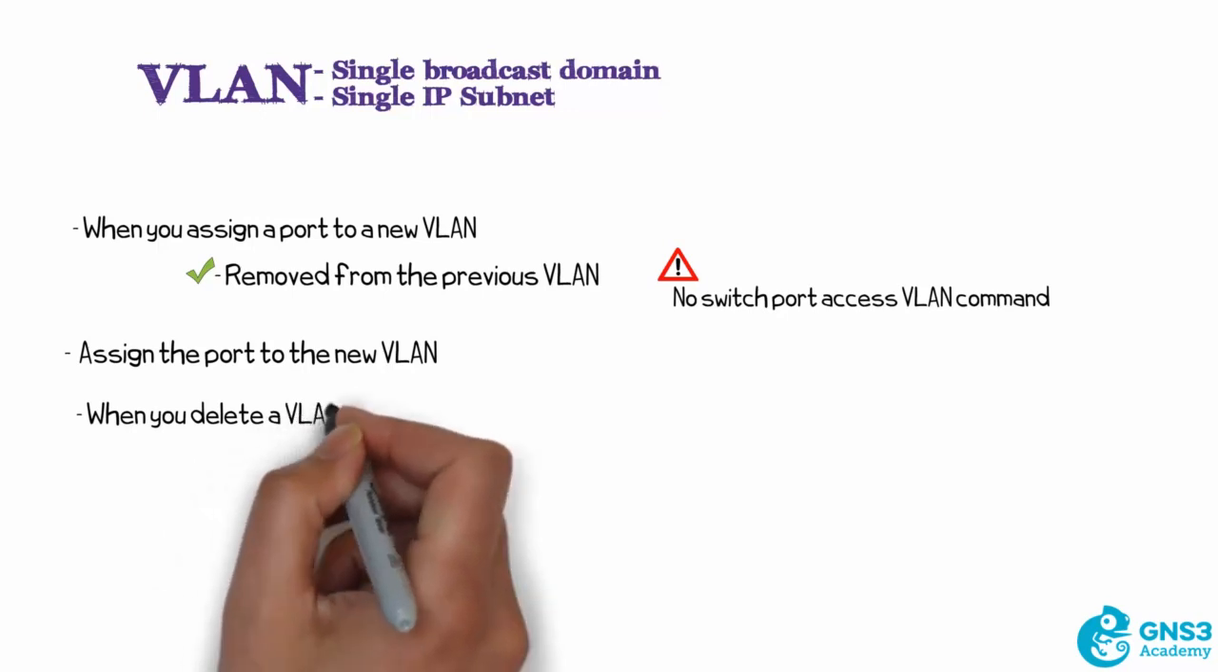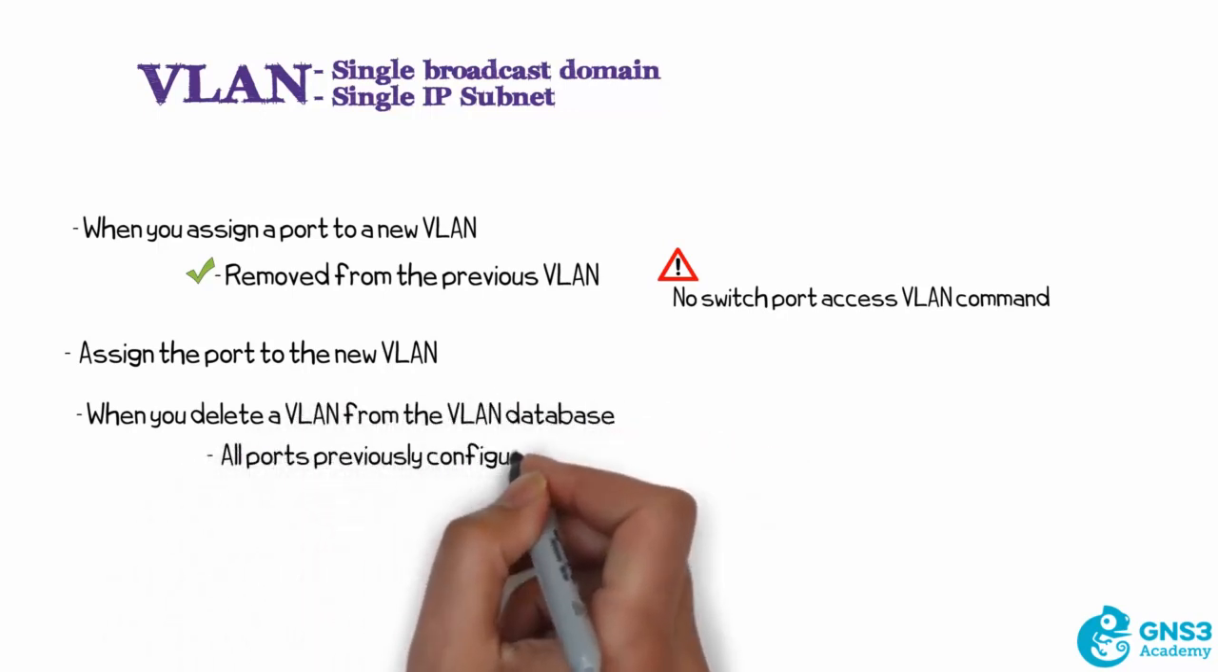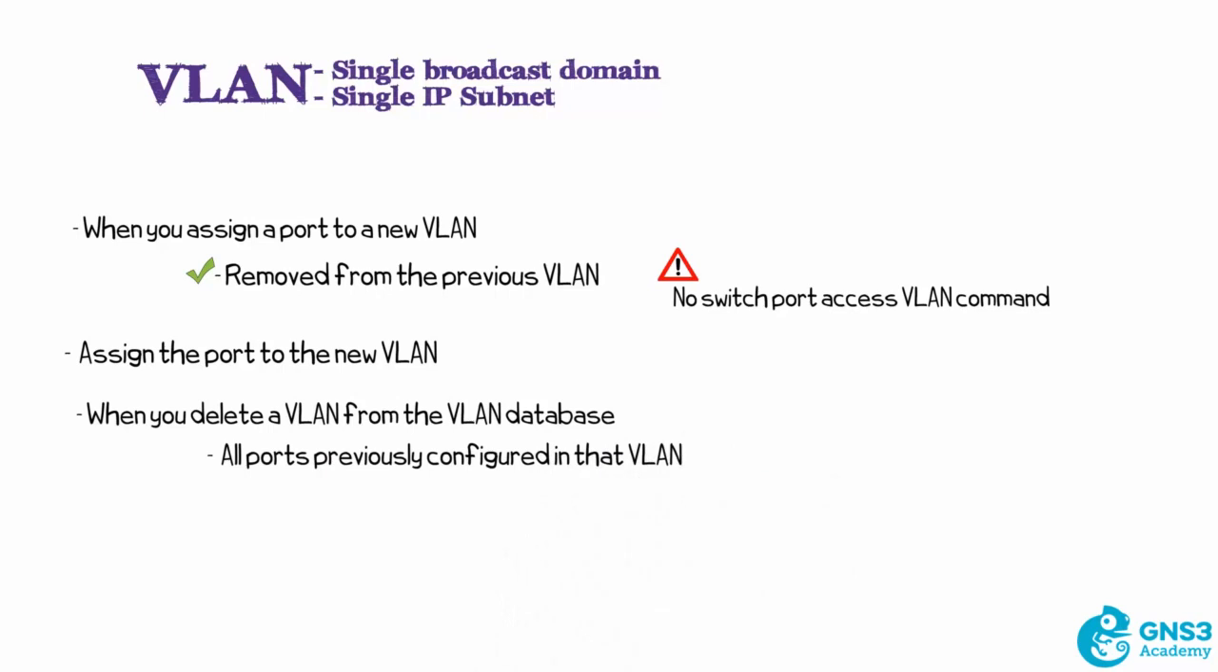When you delete a VLAN from the VLAN database, all ports previously configured in that VLAN will be error disabled. You can break a network where a new switch is added to the topology and removes VLANs from the VLAN database, so you need to be careful with VTP and the introduction of new switches into the topology.